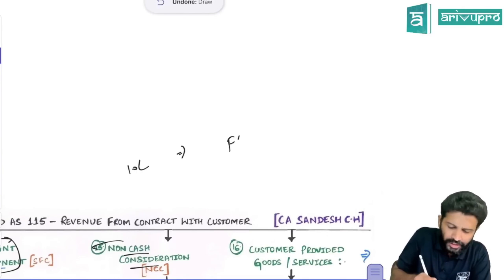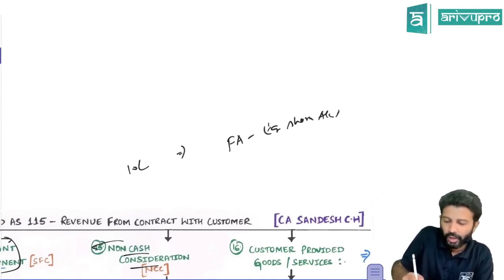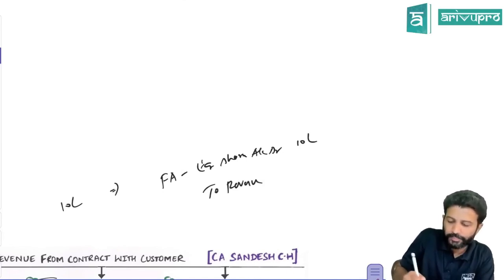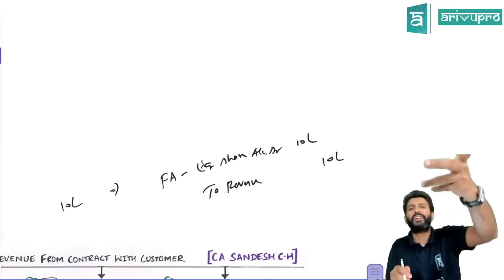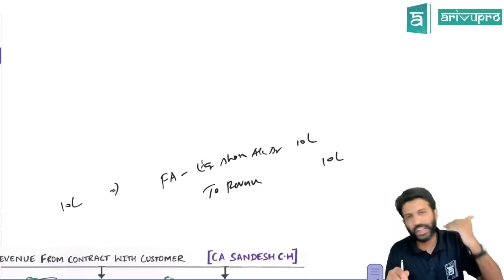Equity shares of another entity is a financial asset, no? So financial asset, equity shares account debit. What is the fair value of that? 10 lakh. So you'll write here, to revenue account 10 lakhs. That's fine. So whatever is the fair value of that non-cash consideration you have received, at that value you recognize the revenue. That's all, as simple as that.